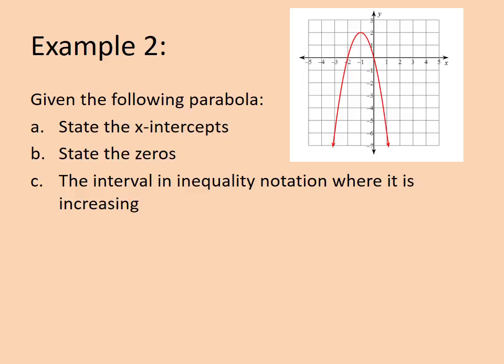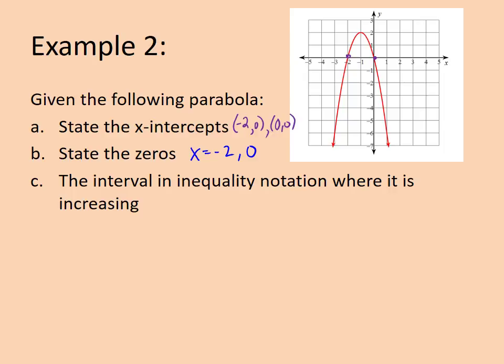Example 2. Given the following parabola, state the x-intercepts. So here are our x-intercepts. So our x-intercepts are (-2, 0) and (0, 0). State the zeros. Remember, the zeros are the x-coordinates of the x-intercepts. So our zeros are -2 and 0.